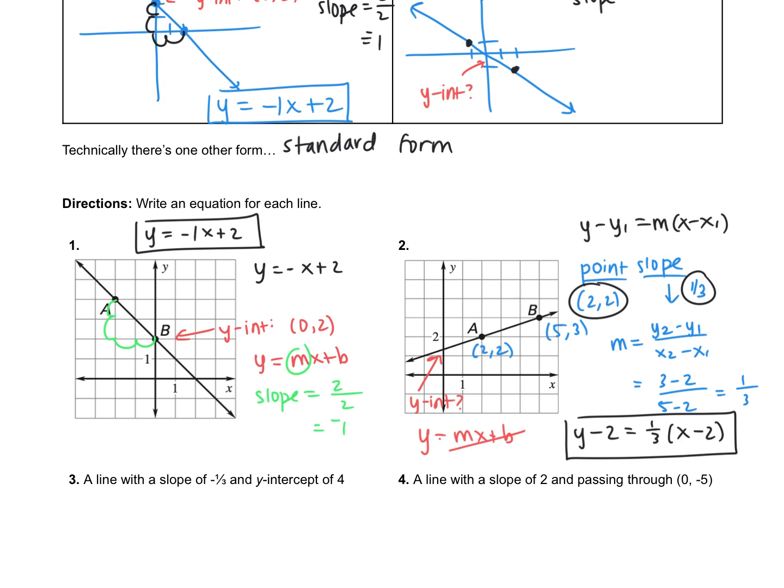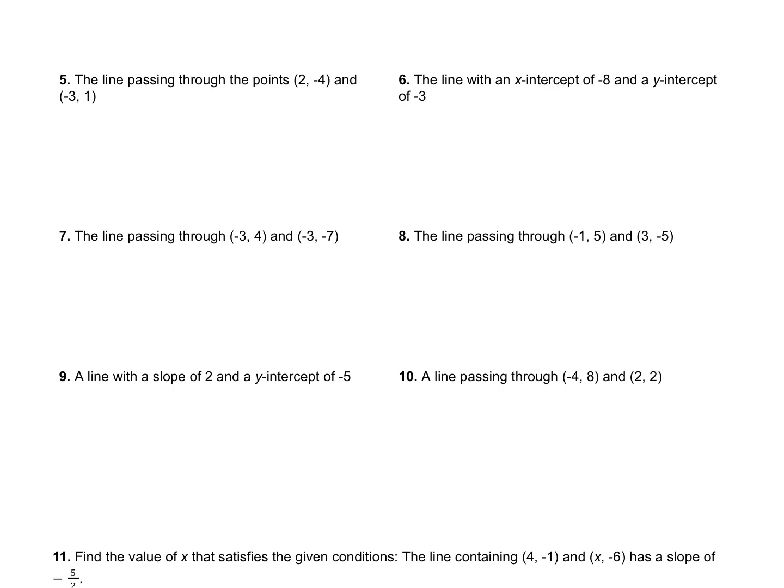Okay, I want to write down a few more things. Can we flip to the next page so we can find 1 or 2 more examples? Okay. I would like to do example 5. The line that is passing, we're writing the equation. Write the equation of the line passing through 2, -4, and 3, 1.